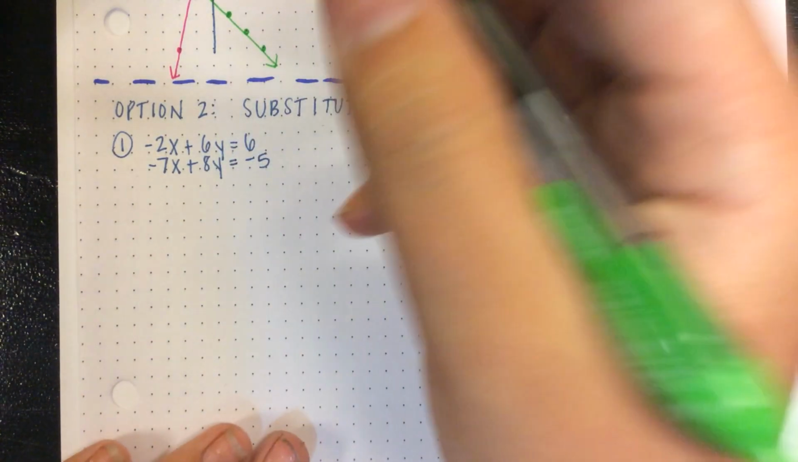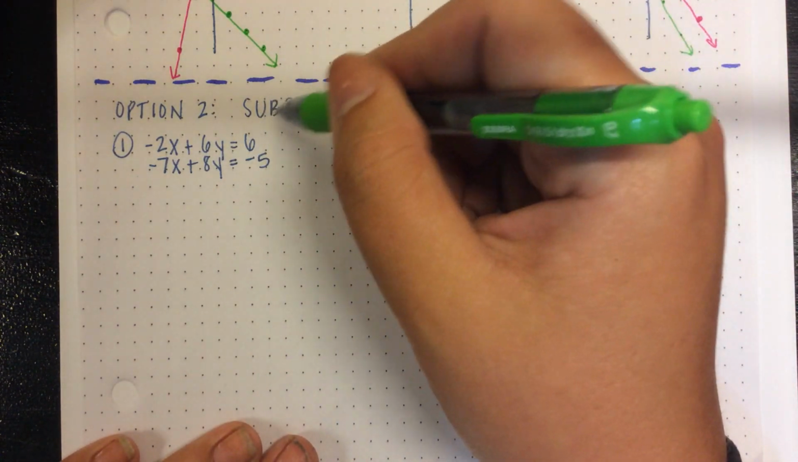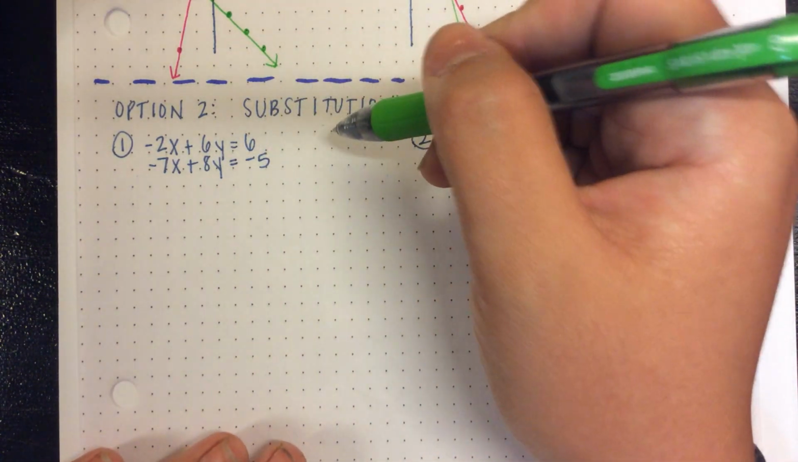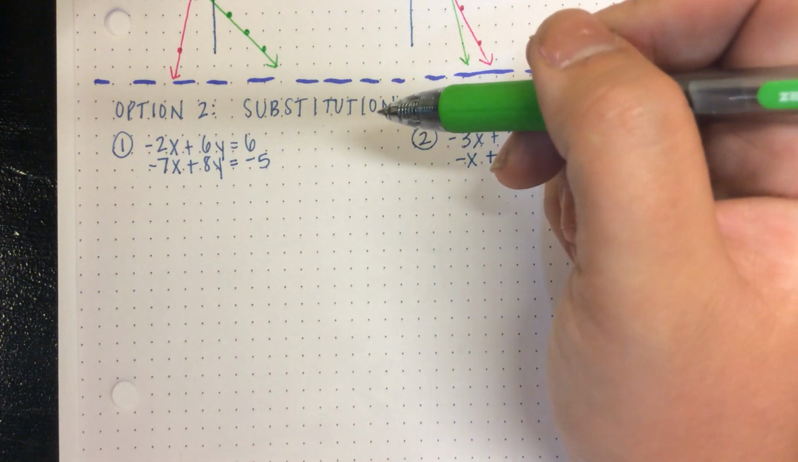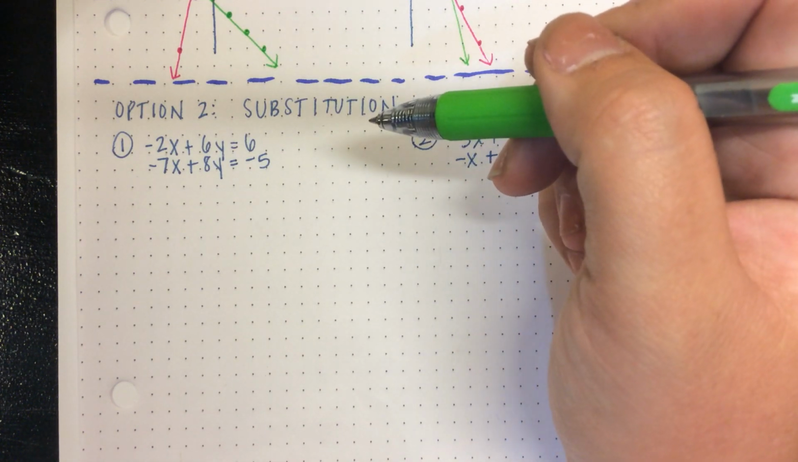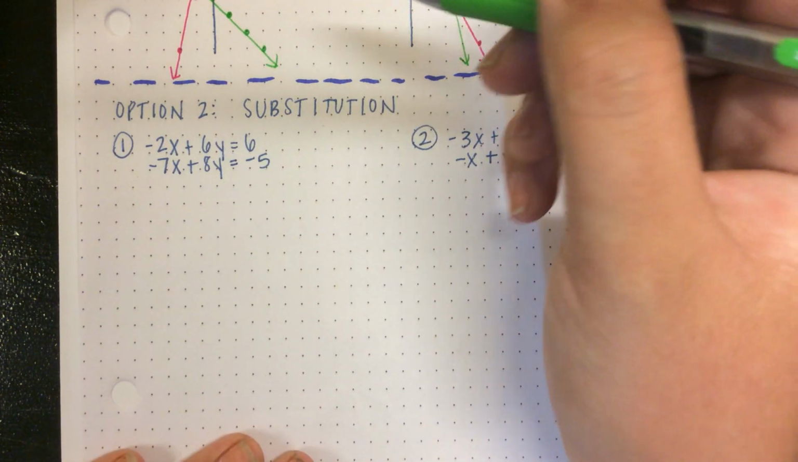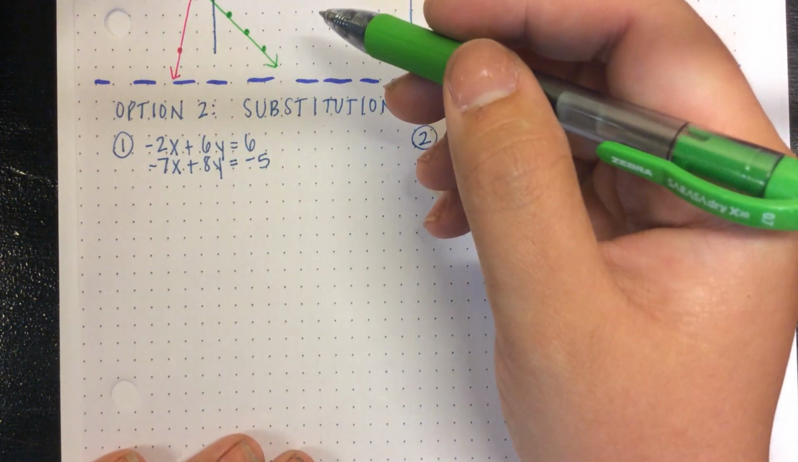So substitution, just like you have the word substitution, like if I'm not at school teaching one day, you have a substitute teacher, somebody that takes my place. So what we do with substitution is we're going to end up substituting one of the variables.